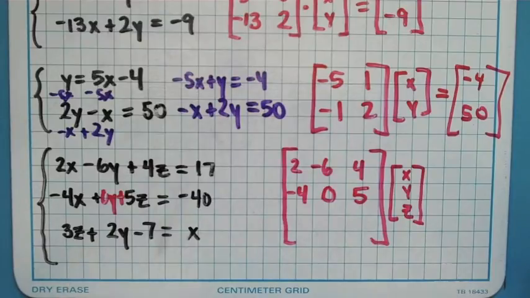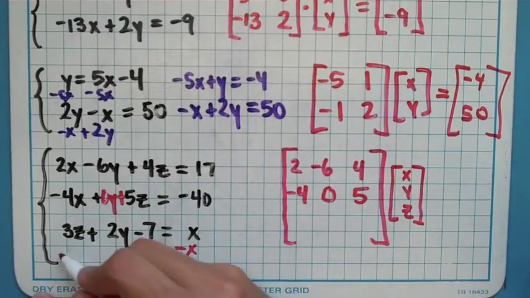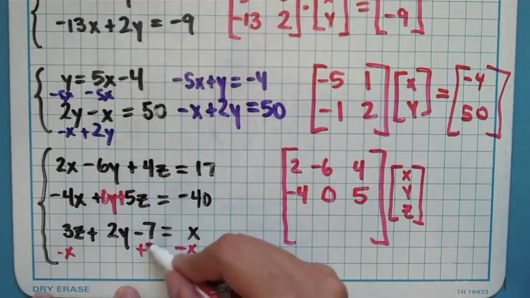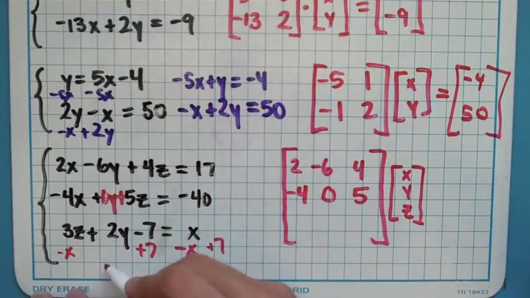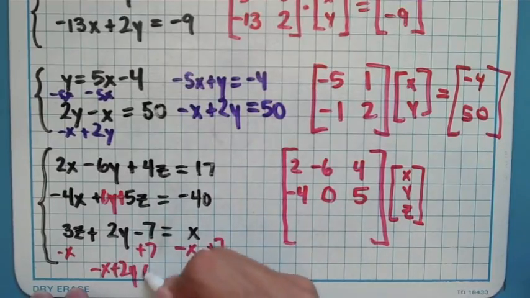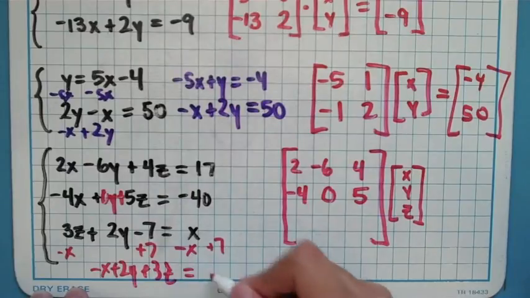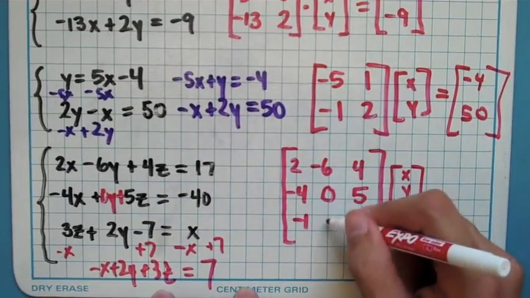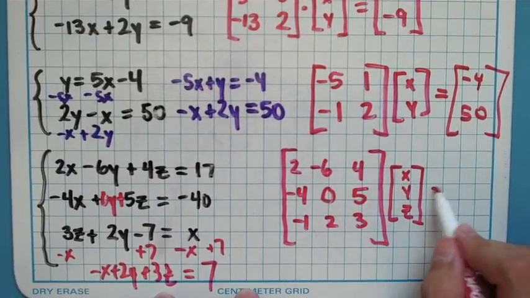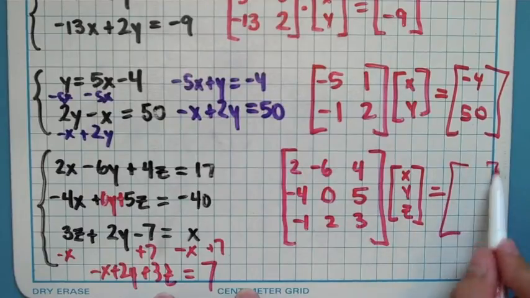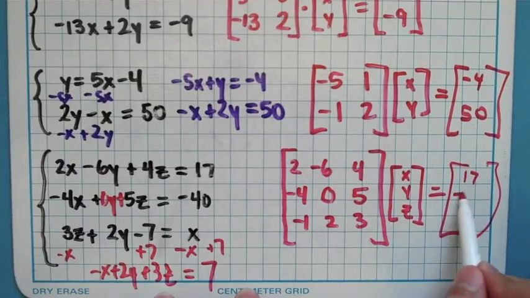Bottom row is out of order, so I need to subtract my x from both sides. Have to add 7 on both sides. Just reorganize it. You get negative x plus 2y plus 3z equals 7. So I get -1, 2, 3, and then I just put my answer matrix. So I'm looking at 17, -40, and finally 7.